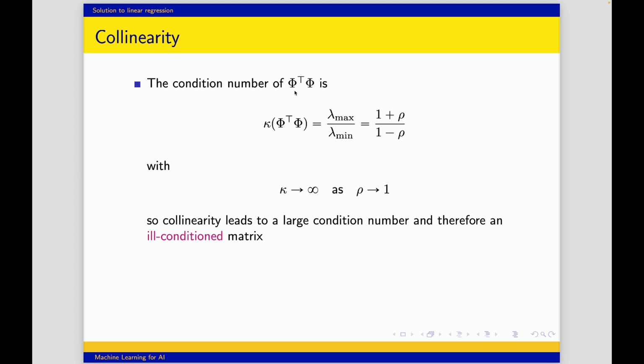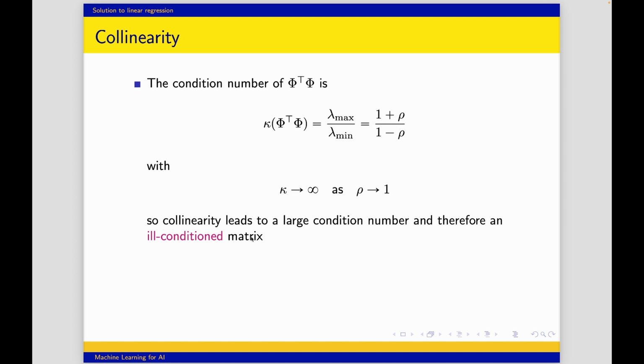Well, we can look at the condition number of this matrix, which is defined, and we call it kappa, as the maximum eigenvalue divided by the minimum eigenvalue, which is this, and that tends to infinity as rho tends to 1. Correlation tends to 1, perfectly correlated. Right? So what is this telling us?